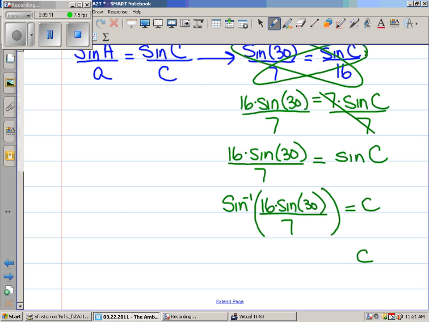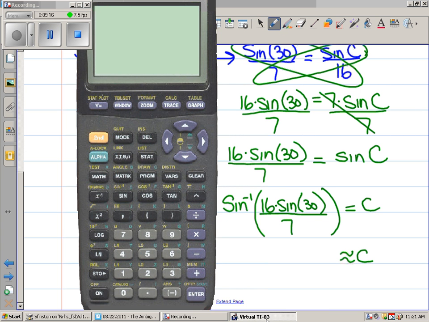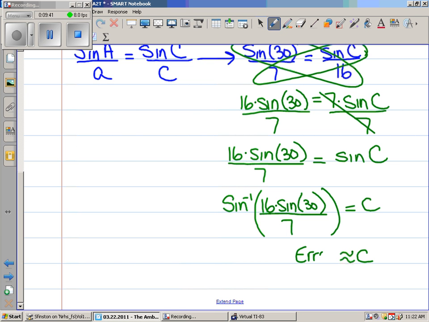And it turns out when you try and plug this into your calculator, let's see, 16 sine 30, enter, divided by 7. Now let's do inverse sine of the answer. Okay, we got an error. Guess how many triangles are possible? 0. Is that difficult to understand?